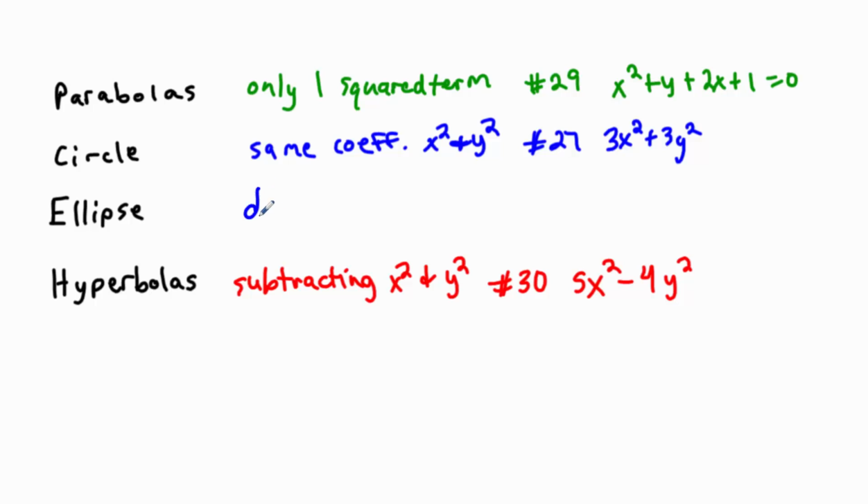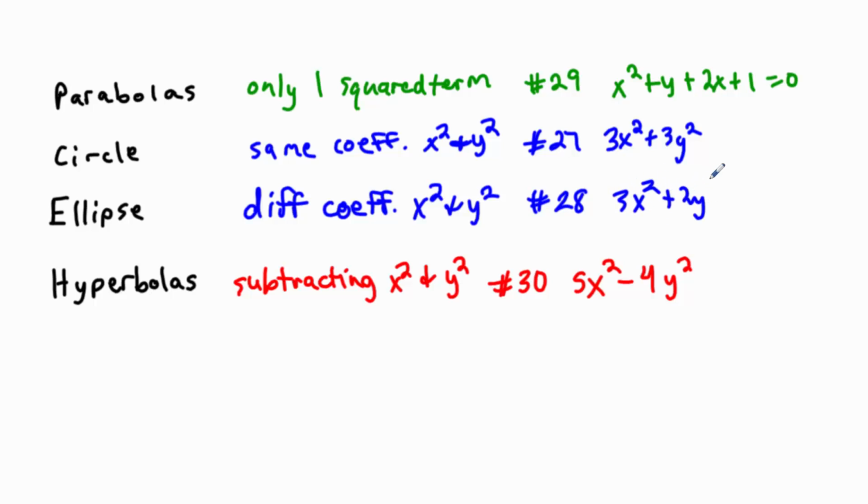The ellipse, though, has different coefficients in front of x squared and y squared, like 28. So that would be 3x squared plus 2y squared. So because those are different in front of x squared and y squared, it's an ellipse.